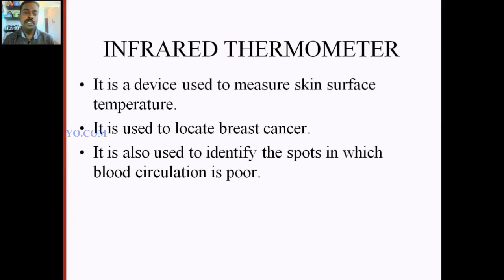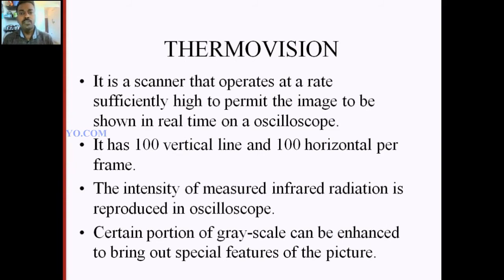The intensity of the measured infrared radiation is reproduced on the oscilloscope. Thermovision produces infrared rays over the human body; some rays pass through the body and some are reflected. According to the reflected waves, it generates an image called a thermal image. Certain portions of the grayscale can be enhanced to bring out special features of the picture, which shows the temperature level in the form of colors. This is thermovision.